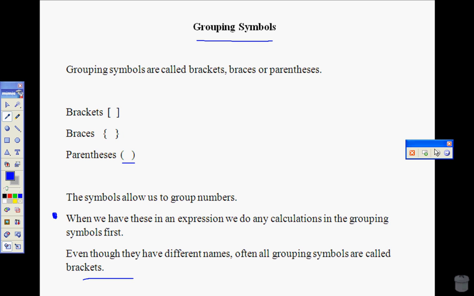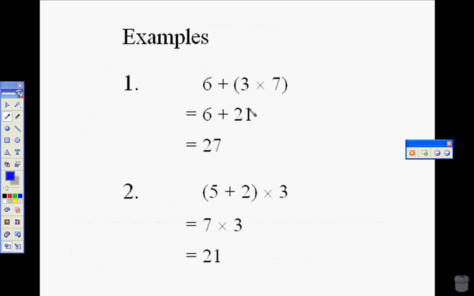Now, if we have a look at some of the examples, we've got 6 plus (3 times 7), and the 3 times 7 is in what we generally call brackets, but we have to do that first. We don't do the 6 plus anything first. We do 3 times 7 because we do whatever's in the brackets first. Now, 3 sevens are 21. And then once we've done the 3 times 7, we do 6 plus the 21, and our answer is going to be 27.